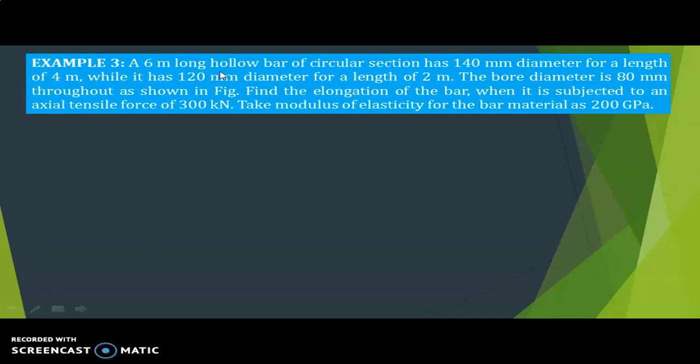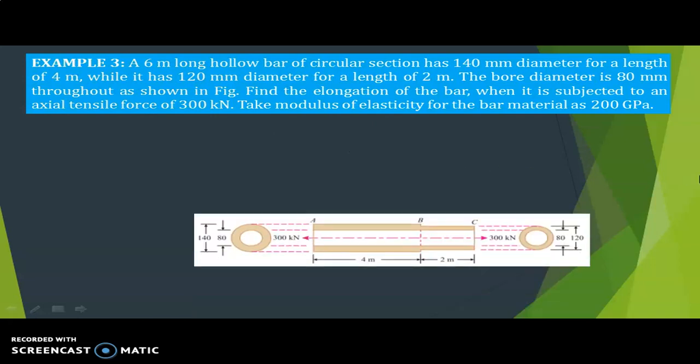A 6 meter long hollow bar of circular section has 140 mm diameter for a length of 4 meter, while it has 120 mm diameter for a length of 2 meter. The bore diameter is 80 mm throughout as shown in the figure. Find the elongation of the bar when it is subjected to an axial tensile force of 300 kN. Take modulus of elasticity for the bar material as 200 GPa. This is the problem given.